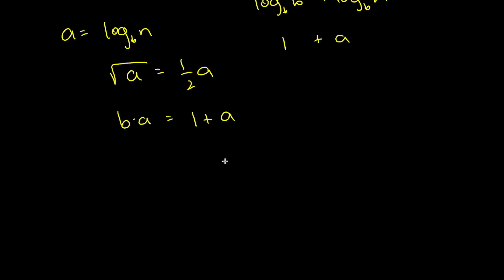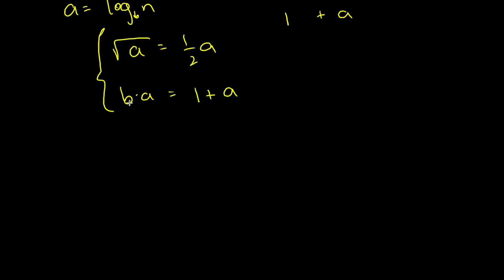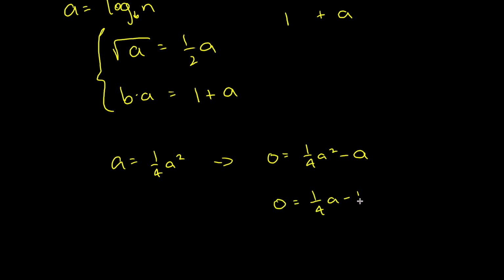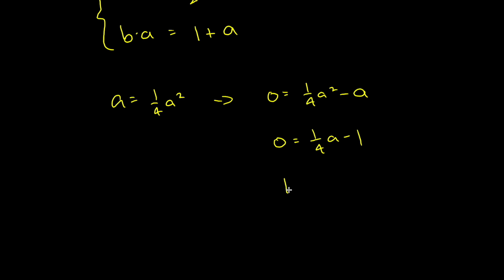Now, we can solve the system of these two equations. This top equation is looking pretty easy to solve. So we can square both sides. We have a is equal to 1/4 a squared. Now subtracting a on both sides gives us 0 is equal to 1/4 a squared minus a. And now we can divide by a. 0 is equal to 1/4 a minus 1. So we can add 1 on both sides. We have 1 is equal to 1/4 a. So a is equal to 4.